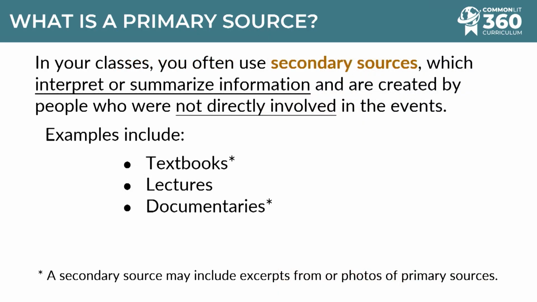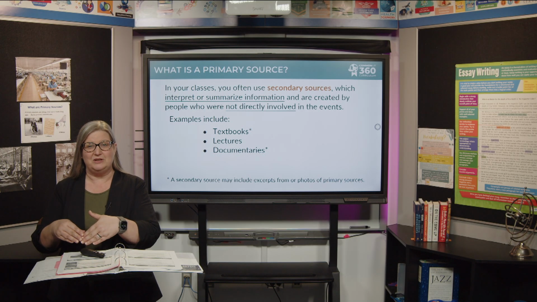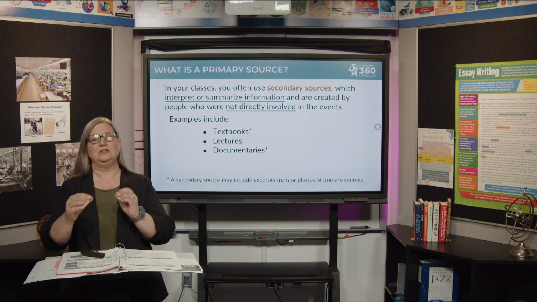Let's dig a little bit closer into what a primary source is. In most of your classes, you often use what we call secondary sources. Those are the things that interpret or summarize information and are usually created by people who are not directly involved in the event. Your examples include textbooks, lectures, and documentaries. Understand that documentaries sometimes use excerpts from photos or primary sources, videos, all of those things. So a documentary can include primary sources, but a documentary in and of itself is a secondary source. The videos and photos that they use in the documentary are primary sources. Keep that in mind and know those differences.